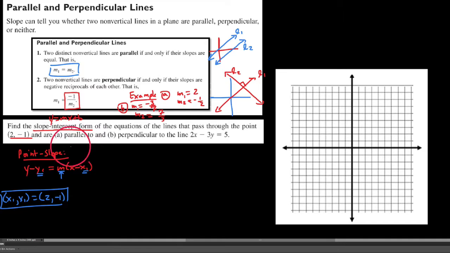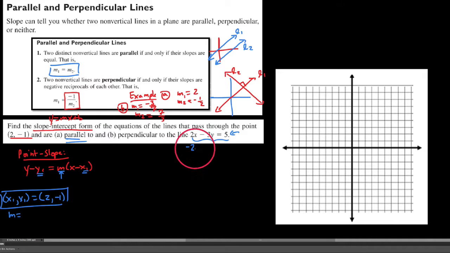But we're told that we want this line to go through (2, -1) but be parallel to this line over here. So what do we know about two lines that are parallel? Well, I know they have the same slopes. And so this is going to require us to find the slope of this line right here. One way to do this, easily, is to get y by itself and put this in slope-intercept form.